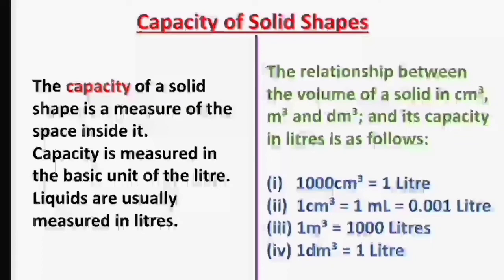The relationship between the volume of a solid in centimeter cube, meter cube, and decimeter cube and its capacity in liters is as follows. Number 1, 1000 centimeter cube is equal to 1 liter. Number 2, 1 centimeter cube is equal to 1 milliliter, which is equal to 0.001 liter. Number 3, 1 meter cube is equal to 1000 liters. While number 4, 1 decimeter cube is equal to 1 liter. Please take note of these relationships.